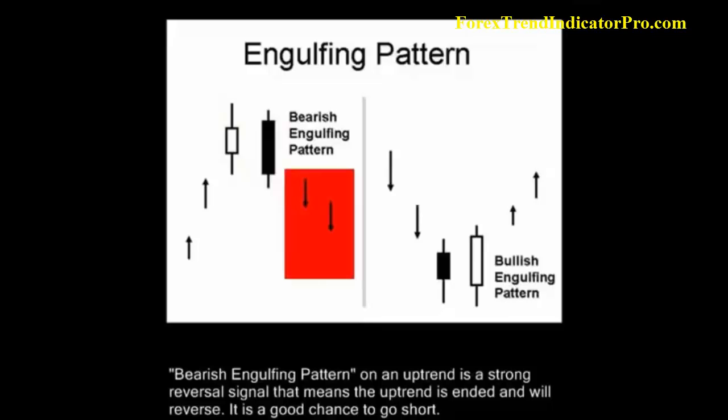Bearish engulfing pattern on an uptrend is a strong reversal signal. That means the uptrend is ended and will reverse. It is a good chance to go short.